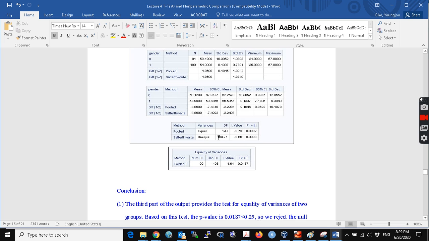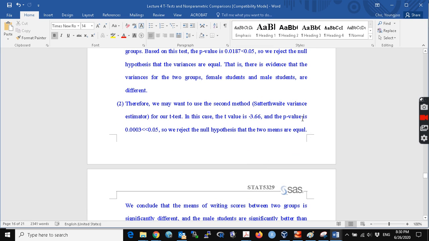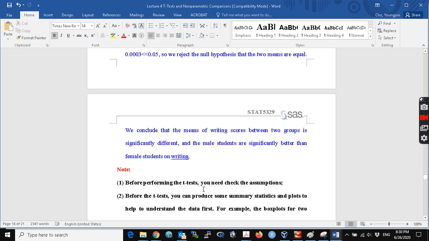have to look at the degrees of freedom, which is 169.71, and the t value is minus 3.66, which is less than 0.005, and the p-value is 0.0003. So we reject the null hypothesis that the two means are equal. So we conclude that the means of writing score between the two groups are significantly different. The male students are significantly better than female students on writing.